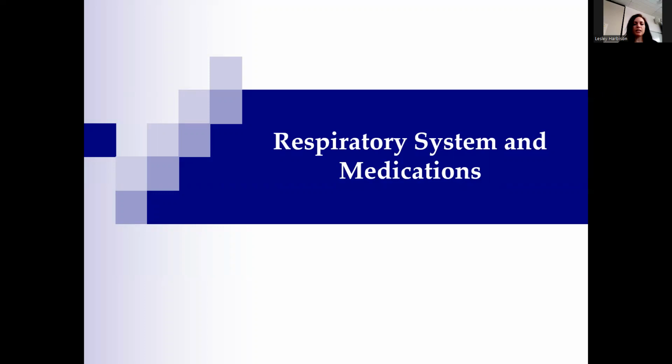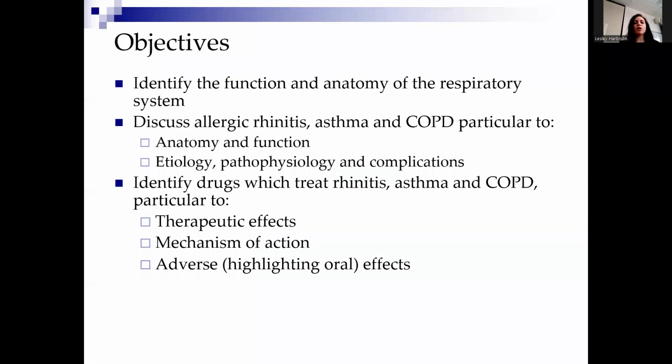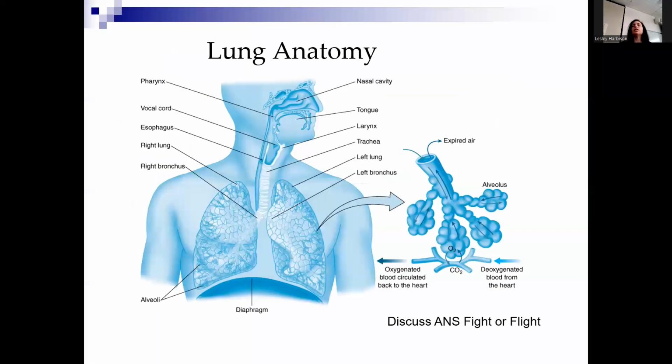Okay, so respiratory system and medications. Pretty much all we're talking about today, I'm going to try and be succinct. I know I always end up saying more words than I want, and that's why I always run out of time. But mostly what we're talking about is rhinitis, so some kind of inflammation in the nose, whether that's allergies or a virus. And then we're going to talk about asthma and then COPD, which is a combination of bronchitis and emphysema. So those are the main topics.